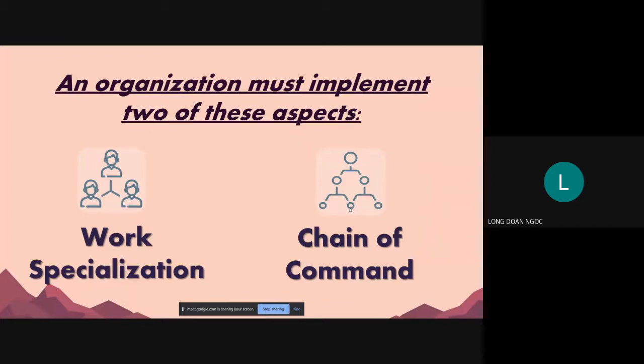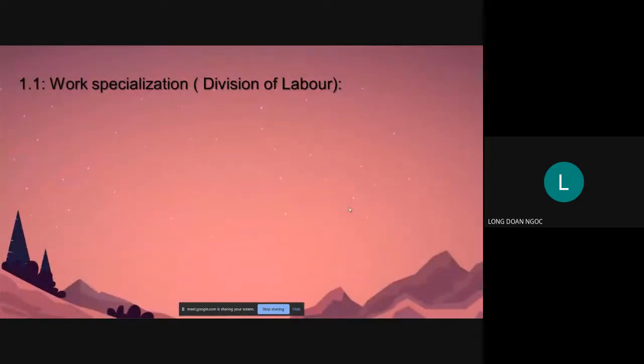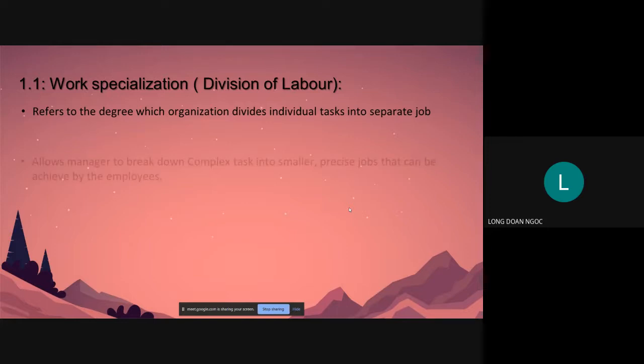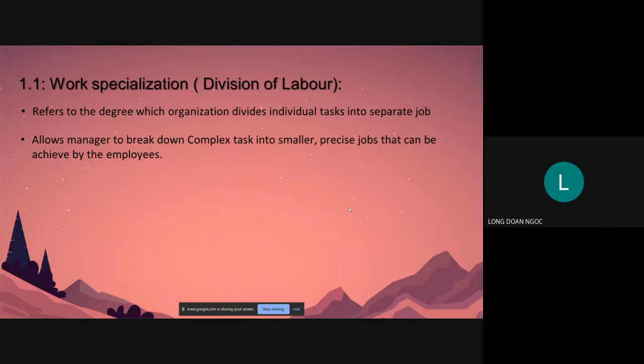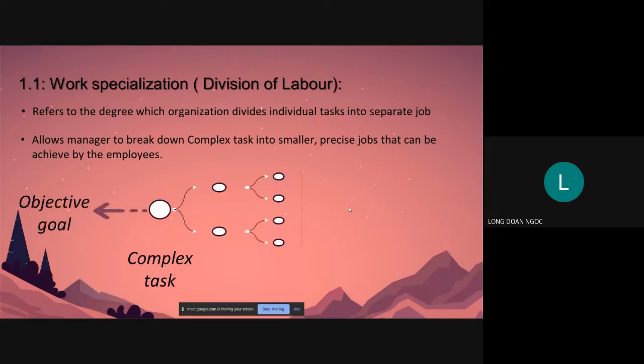What is work specialization? Work specialization, or in a more intimate term, division of labor, or in Vietnamese, phân công lao động, refers to the degree to which an organization divides the tasks of every member of it into several jobs. Remember, when I said organizing is to do what we have to do so as to achieve our initial goal. So consider the big thing of an organization which has to be done in order to achieve its strategic goal is the complete job that cannot be completed by only one member of a company. By breaking that big thing into smaller and more precise jobs that employees can complete, we make solving the complete job feasible.